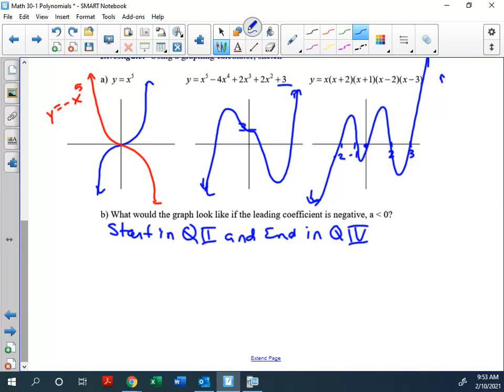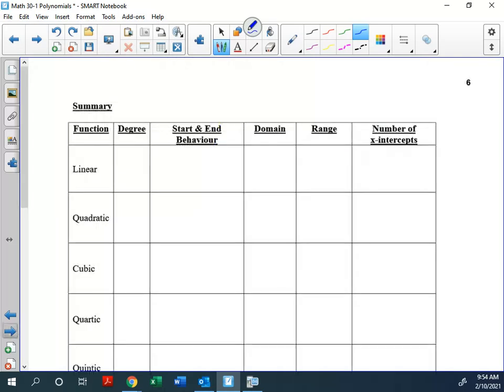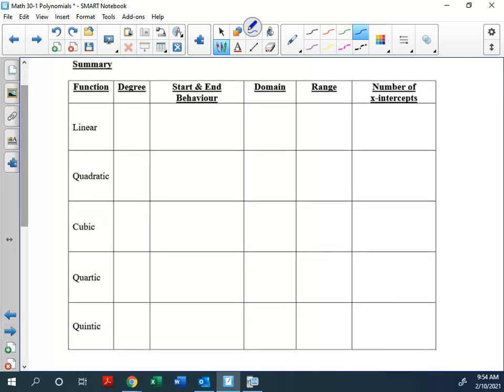So I can start to look at a graph, determine where it starts and it ends based on its degree and its leading coefficient. I might be able to pull out the x-intercepts. I might be able to pull out the y-intercepts. So you see, by just glancing at the equations, we're going to start to be able to see the graphs. So that's where we're leading to, that predictive power. Okay, let's summarize. Linear is degree 1.